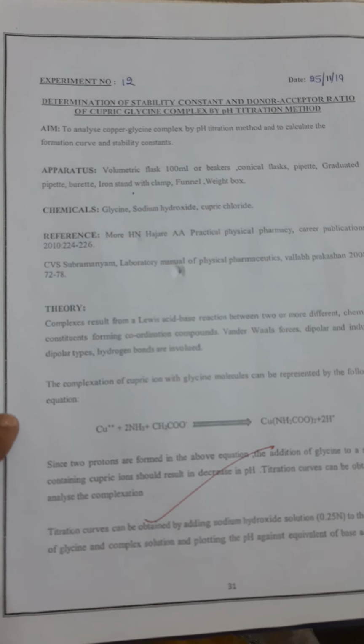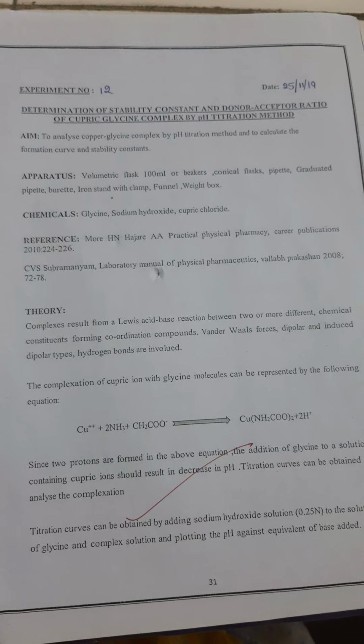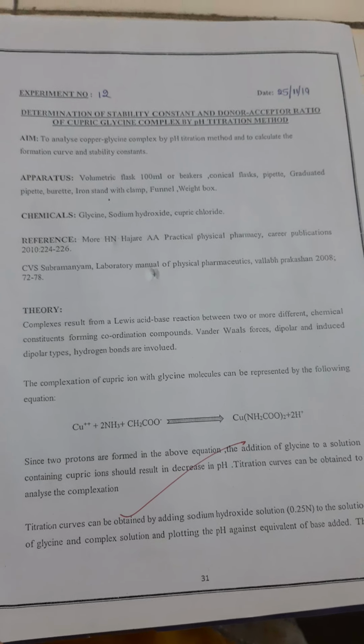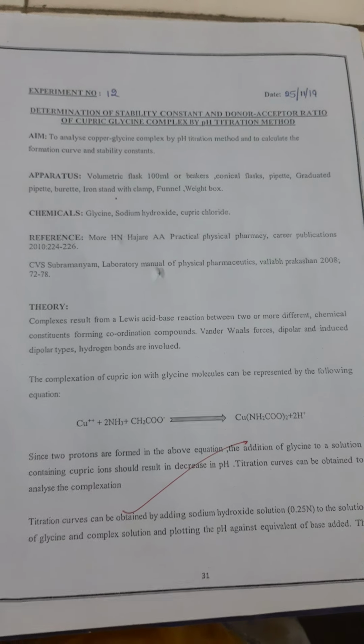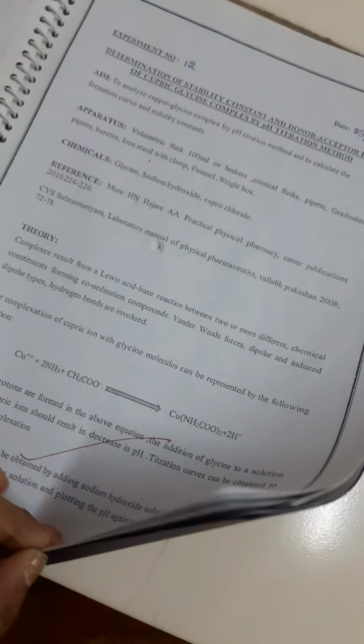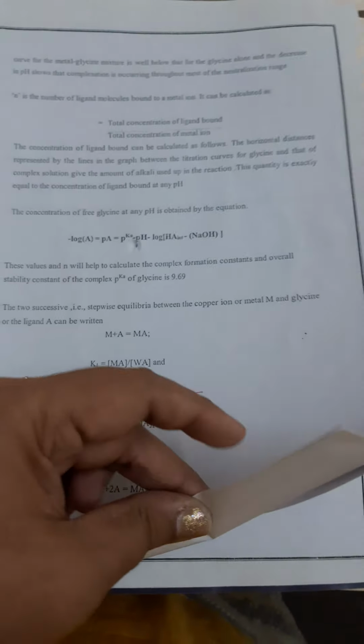And this is the last experiment, that is determination of stability constant and donor acceptor ratio of cupric glycine complex by the pH titration method. Right, now we will be going for the calculation of the pH titration method. So already we discussed in the methods of analysis regarding the pH titration method.